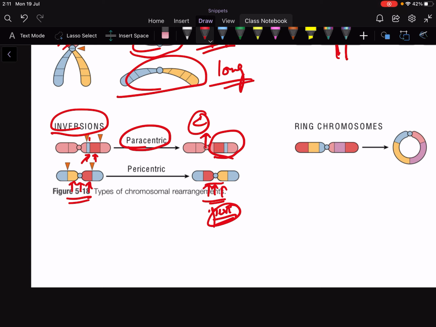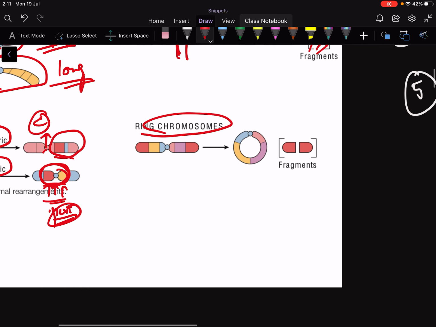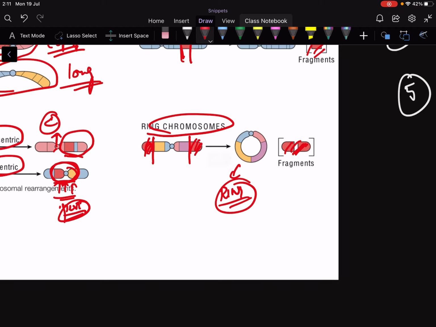And you can see the colors also here. This entire thing, the centromere, is the important thing in the pericentric, because in the paracentric there is no involvement of centromere. Okay, in ring chromosomes what is happening? There is a break point or terminal deletion, and this terminal deletion will usually form the fragments, and these terminal ends will fuse with each other and form a ring, hence they are called ring chromosomes.